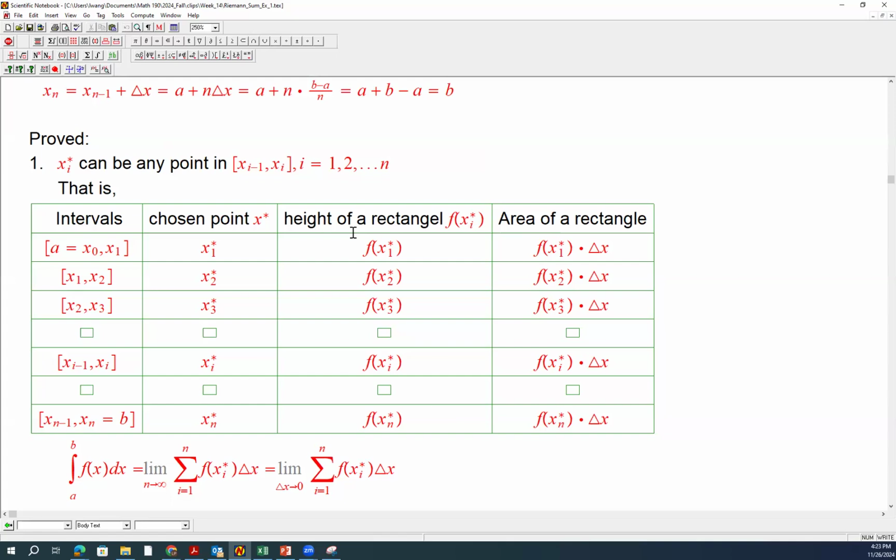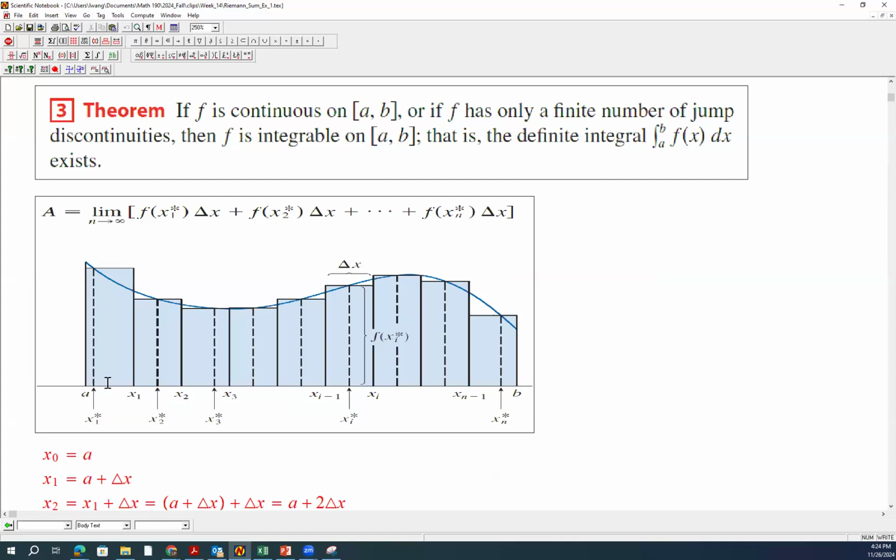for f with a finite number of discontinuities, and we compose all of these slices, the area of these slices, we add them up, and let n approach infinity, the limit exists, and the limit is going to be the same. Another situation is that we not only choose x stars arbitrarily, we may choose the intervals that are not quite even.